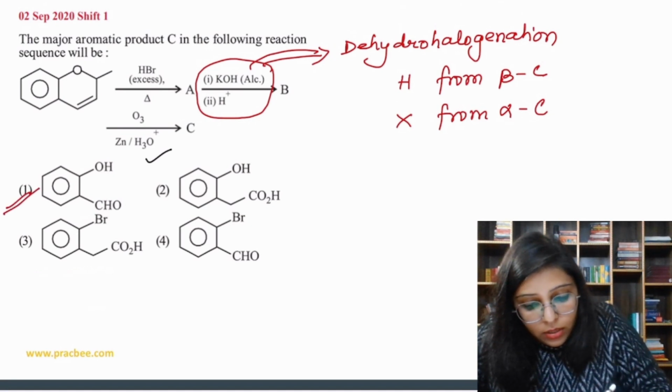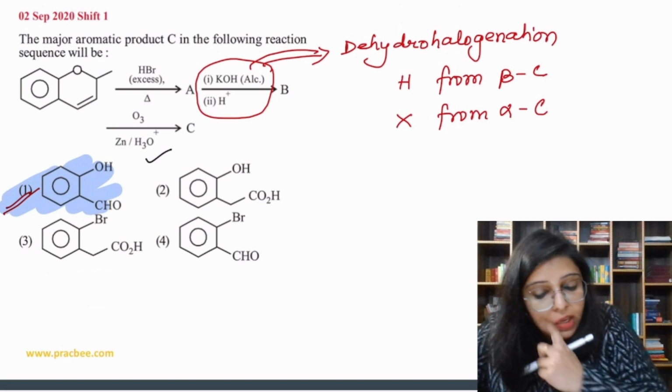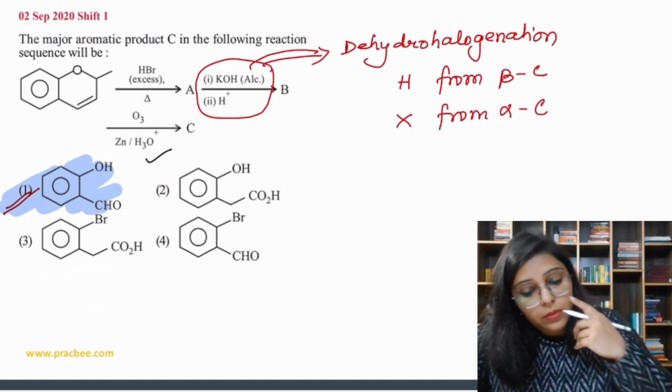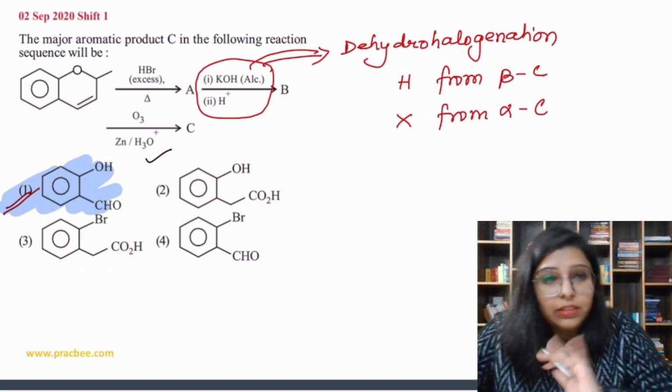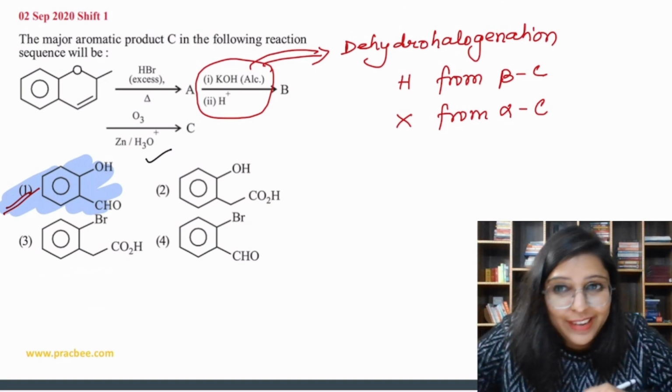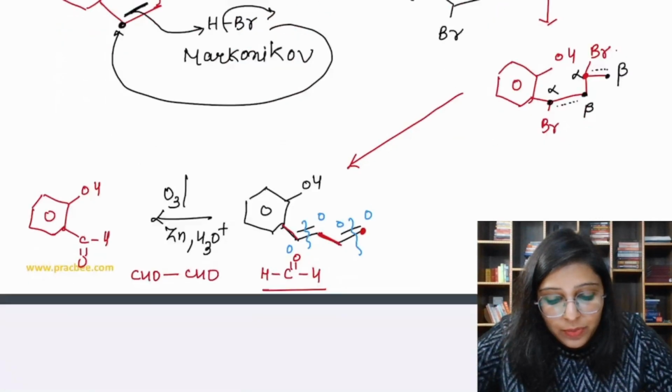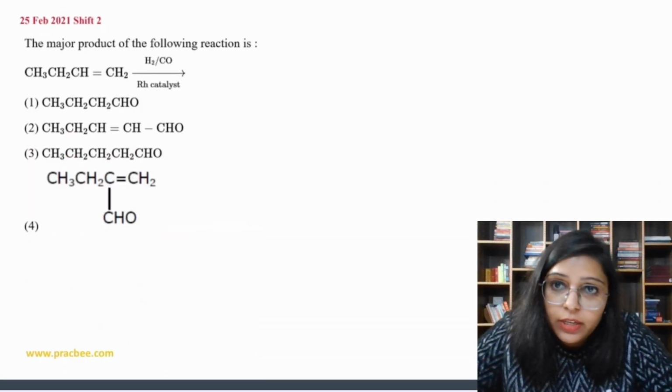ठीक है बेटे. अच्छा, one more thing here. What we can do? ठीक है. That's it. Nothing. You cannot do anything in this. This is going to be the answer. Okay. Now moving on to the next question.